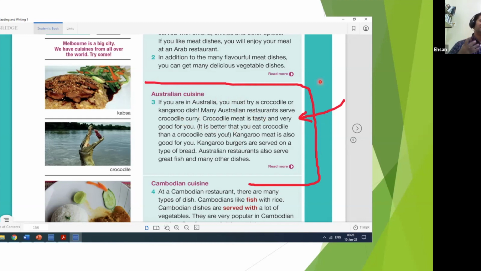The point is that when I teach this extract in my own classes and a student asks a question, there is not really an easy justification for the student, because, you know, according to Islamic traditions, eating this kind of food is not allowed. So when this book was written, did the material writers have the target students in their mind? Crocodile meat is tasty and very good for you.